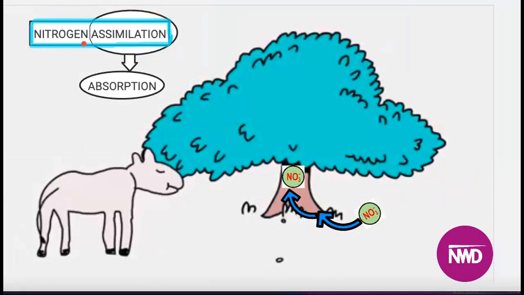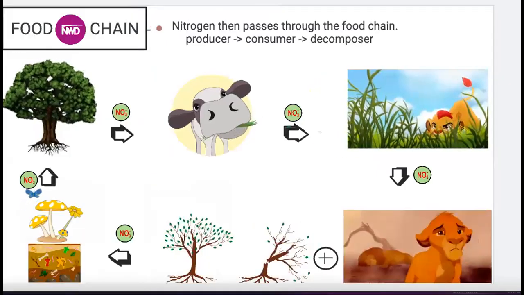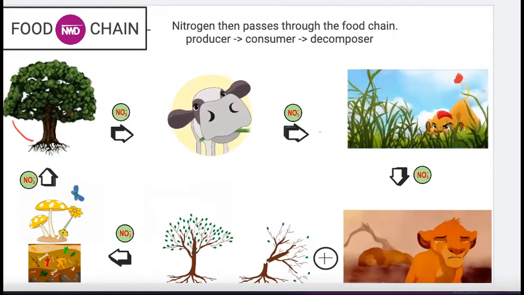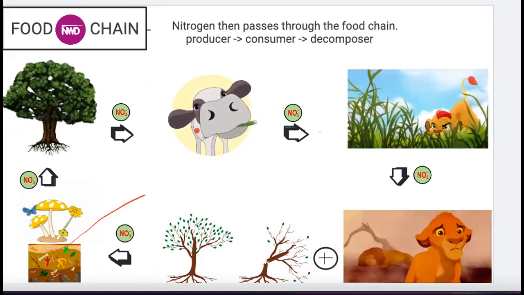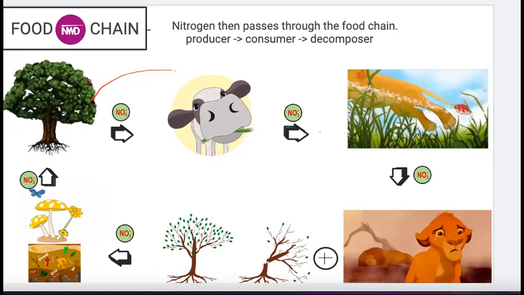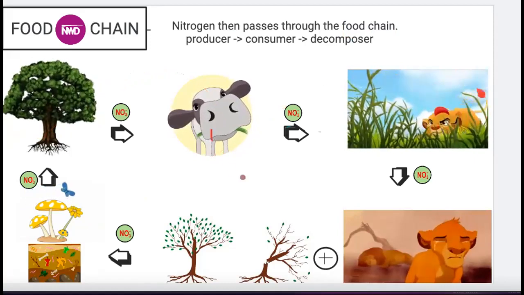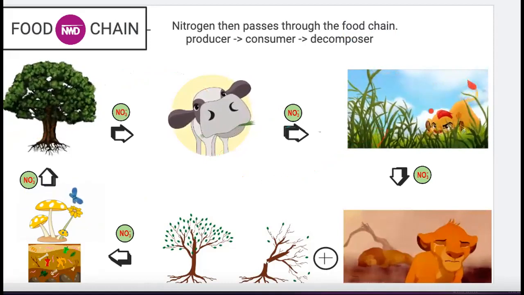So what do you understand by the meaning of assimilation? Assimilation means absorption. Absorption of what? Nitrogen. Nitrogen by whom? Plants and animals. Then this nitrogen passes through the food chain. Food chain means from producers to consumers to decomposers. First it is consumed by herbivores. Then herbivores are eaten by carnivores like lions.